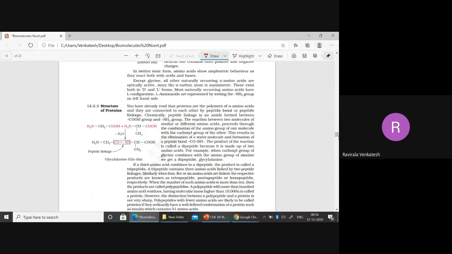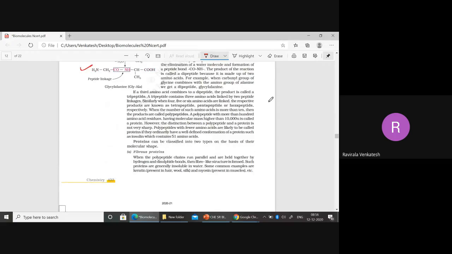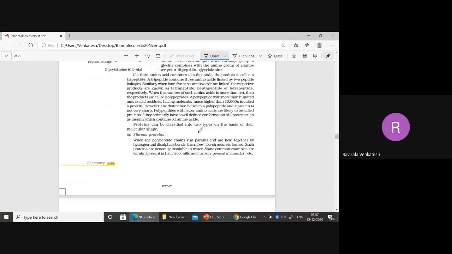Now, what is the meaning of peptide bond? Very important, beta. What is the definition of peptide linkage, peptide bond? You have to show it like this in examination. Penta, tetra you already know, then more amino acids combining, you will get like that.